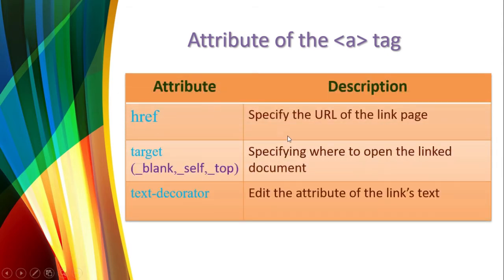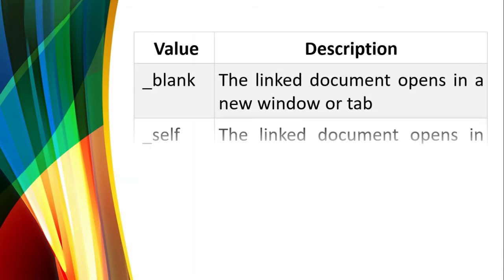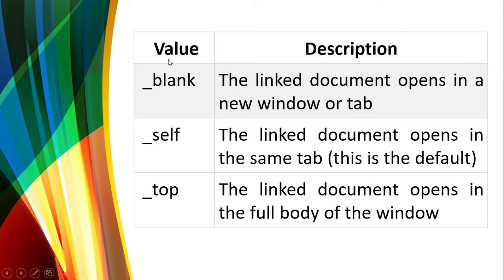The href attribute is used to display the URL of the link, and target is used to specify where to open the linked document. This attribute can have many values like blank, self, top. Text decoration. We can edit the appearance of the link's text using the text decoration attribute. When we use values in target, we have to know about those values. So we can use the underscore blank value to open our document in a new window tab. When we use the self value, the document opens in the same tab.